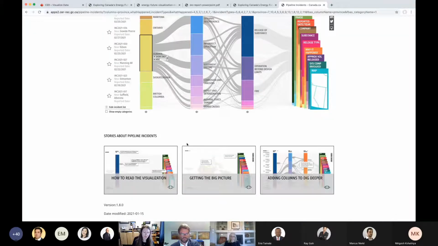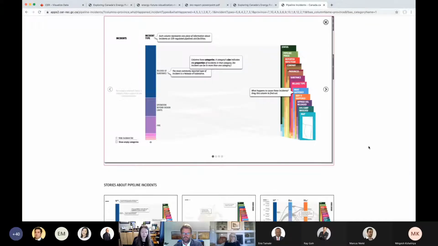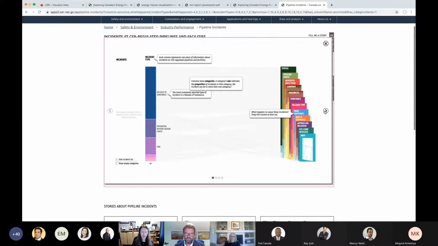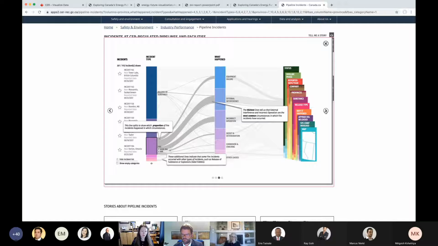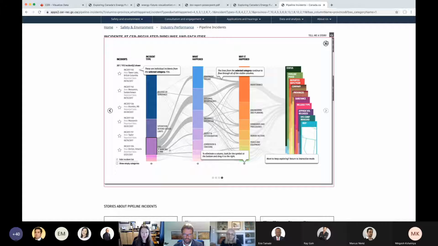We also included a little data stories kind of version here. This first one is just a tutorial, but it overlays on top of the visualization and essentially teaches you how to read this. As you can see, this is very much geared towards people who maybe don't know that much about this data.